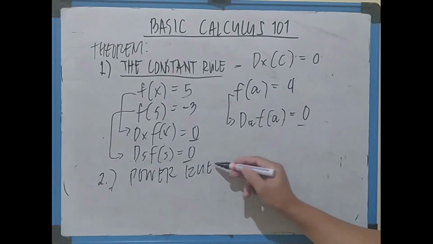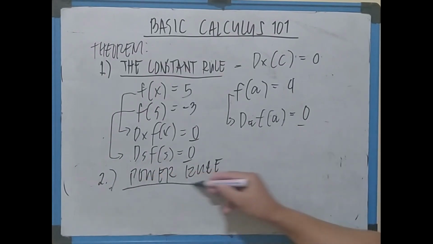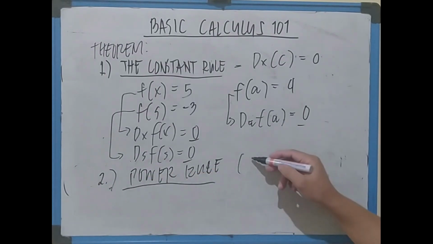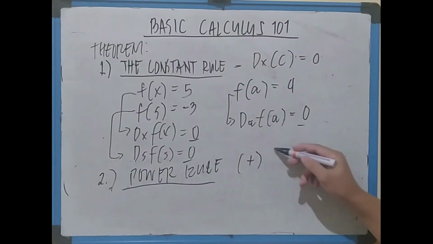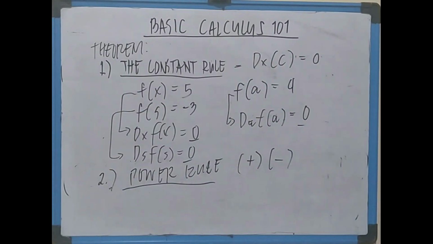Sa power rule of differentiation, okay, meron tayong dalawang klase dito. The first one is the positive integral exponent, and then the second one is the negative integral exponent. So magkaibang formula siya guys. Pero this is the shortcut way. So instead of using the delta x, ito na lang po ang gagamitin natin.